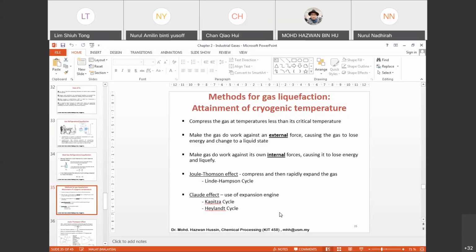The other one is known as the Claude effect. In the Claude effect, it uses the expansion engine, not the same as Joule-Thomson, where the gas is expanded using a mechanical engine. Some methods that are famous are the Kapitza cycle and also the Heylandt cycle.